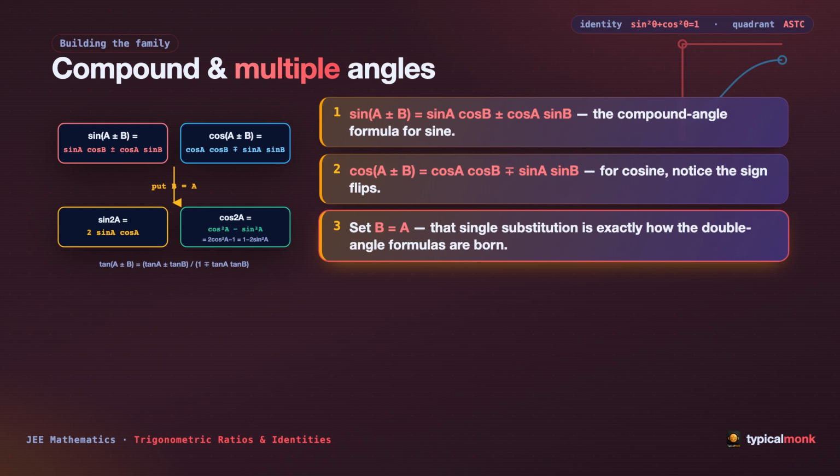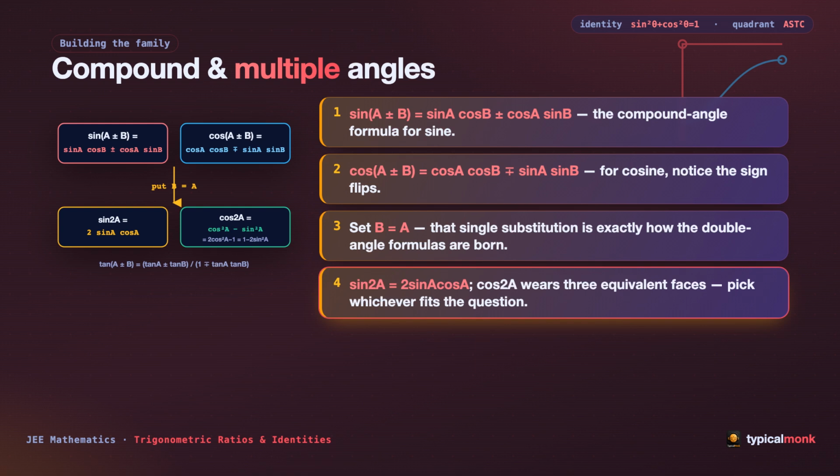Third, and this is the key move, set b equal to a. That single substitution is exactly how the double angle formulas are born. They are not a separate fact to memorize. And 4, the result: sine 2a equals 2 sine a cosine a, and cosine 2a has equivalent faces: cosine squared a minus sine squared a, or twice cosine squared a minus 1, or 1 minus twice sine squared a. Pick whichever face matches the question in front of you.